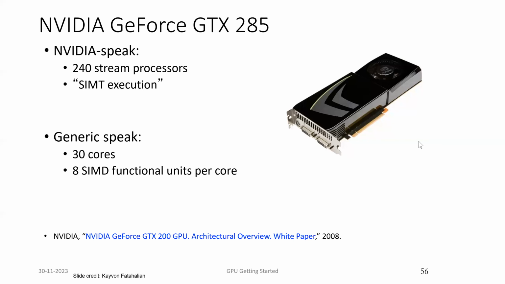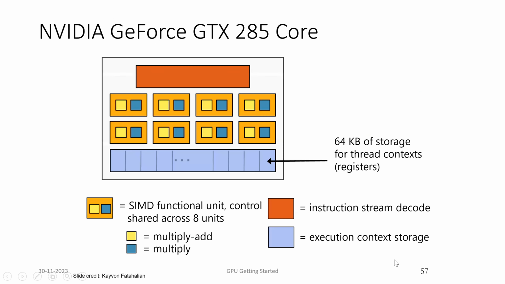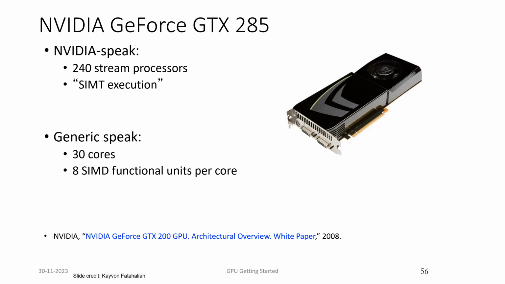I hope you're able to see the screen. So this is one of the earliest GPUs that NVIDIA has come up with, somewhere in 2008, the NVIDIA GeForce GTX 285. It has 240 streaming processors, but for all general purpose understanding, we can say that it has 30 cores and each of them has 8 functional units. That's how we have effectively 240 streaming processors.